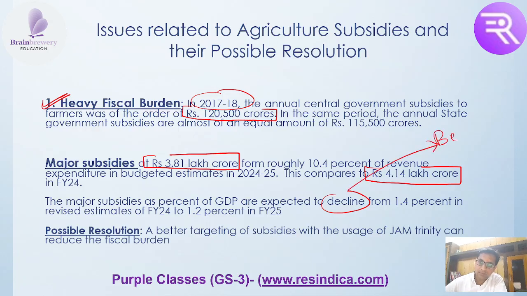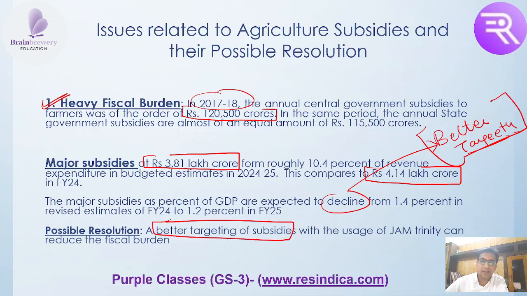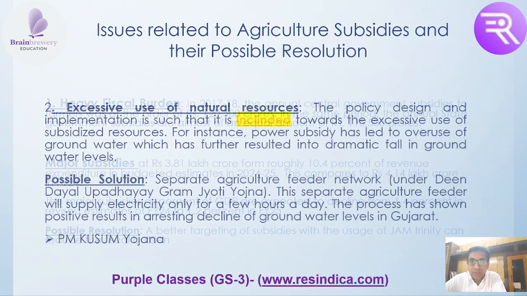Because of better targeting. The subsidy burden is decreasing because government has started better targeting using the JAM Trinity model: Jan Dhan, Aadhaar, Mobile. Otherwise, there was a lot of leakage during that time. So right now, government is focusing on making sure the proper money reaches only the proper person, and it should not be leaked to anybody else.